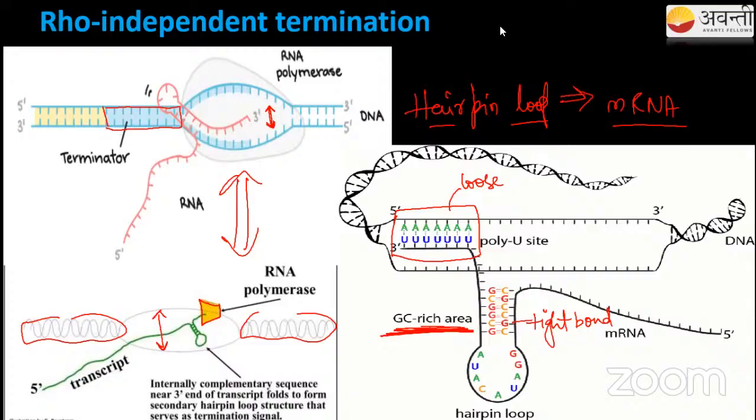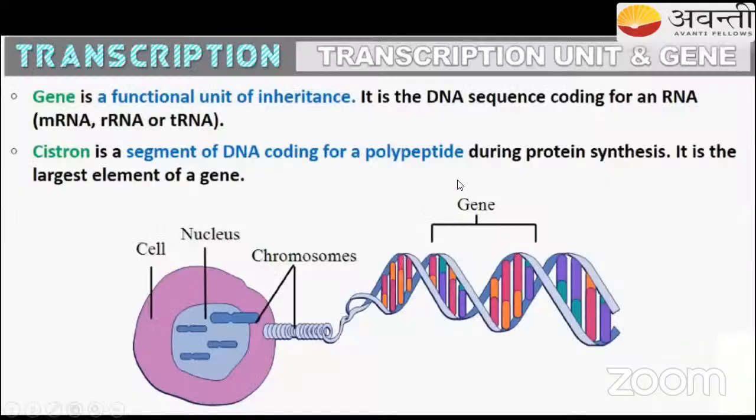Okay, fine. So then we have come to know that. What do you mean by gene and what do you mean by cistron? Always remember, guys, what do you mean by gene? Gene is nothing but a functional unit of inheritance which is present on the DNA. It is a sequence of DNA.